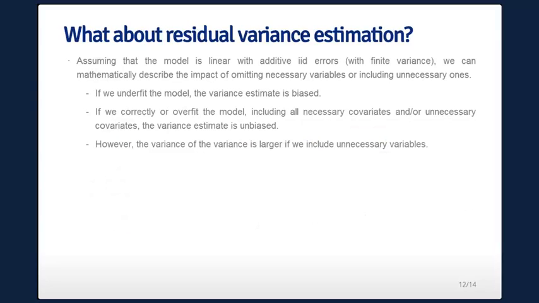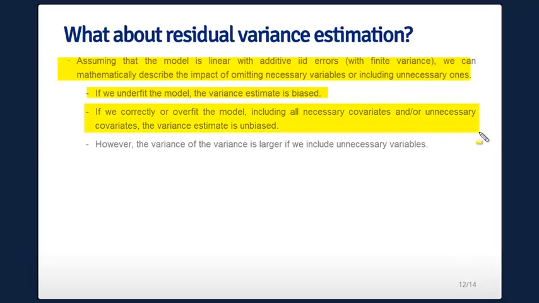Okay, so what happens to residual variance estimation when we omit or include variables that we should or shouldn't have? Again, we're going to assume the model is otherwise right: linear, IID errors, finite variance. Then we can describe the mathematical impact of omitting necessary variables or including unnecessary ones. If we underfit the model, i.e. omit necessary variables, then the variance estimate is biased. If we overfit the model, including all necessary covariates and unnecessary covariates, then the variance estimate is unbiased.